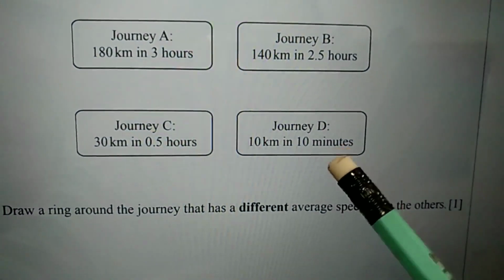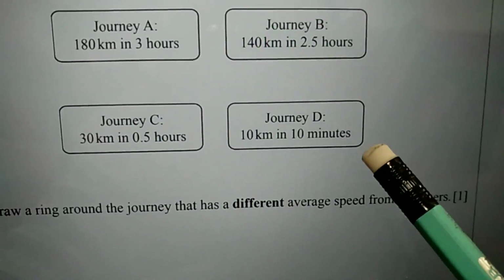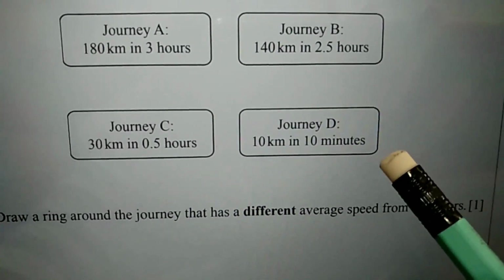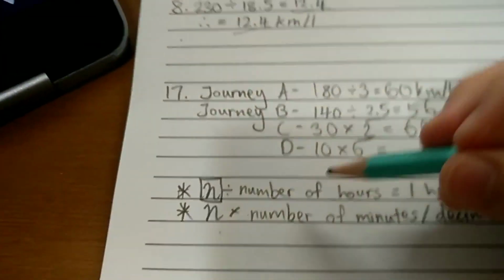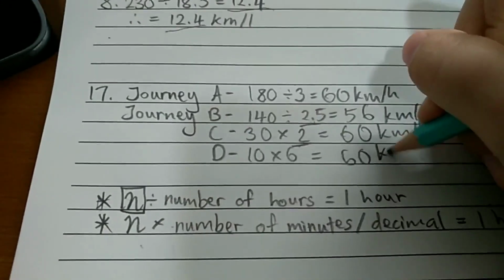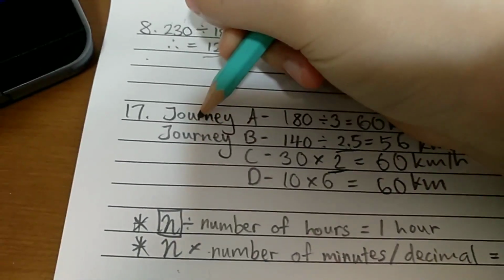10 minutes. If you take 6 times 10, you will result in 60 minutes, which is 1 hour as well. So therefore, you have to take 6 times 10, also equals 60 km/h. The odd one out is journey B.